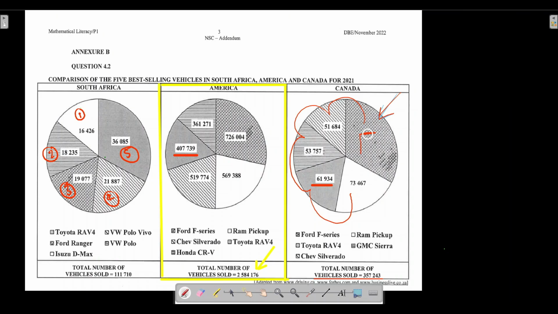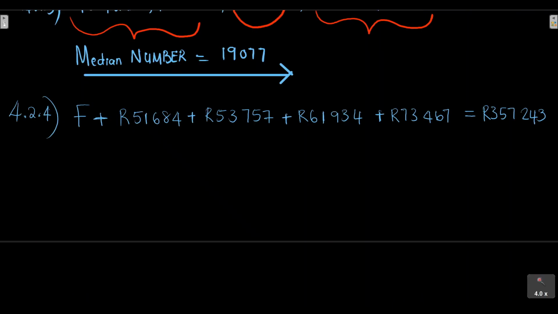Okay, so we want to find out what is that f there. What is the Ford series vehicles? How many Ford series vehicles were sold? Okay, so I'm going to say f plus 51 plus. Okay, so please just follow with me. If you add up all those values together, you should get the total vehicles sold of 357,243. All right, so all that we need to do now is solve for our f here. We want to determine what that f is. That is the value that we're trying to determine.